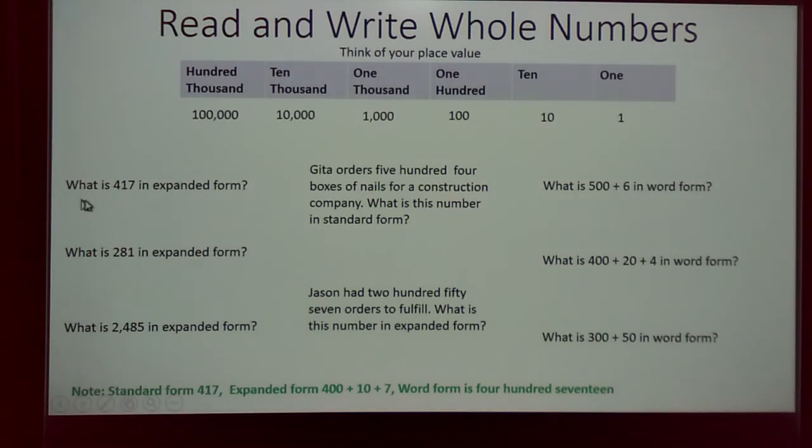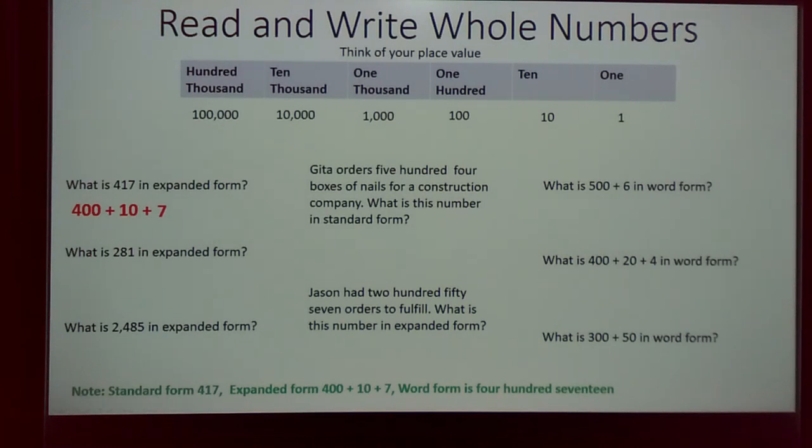And now let's look at number one. What is 417 in expanded form? Well, how many digits do we have in this number? 3. So we'll be looking at these 3 right here. So the 4 is in the 100 spot, so it will become 400. Remember, when you write in expanded form, you have to have a plus sign. Okay, the 1 is in the 10, so it becomes 10. And the 7 is in the 1 spot, so it would just be 7. So 417 in expanded form is 400 plus 10 plus 7.